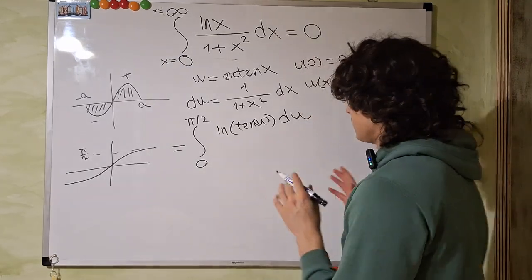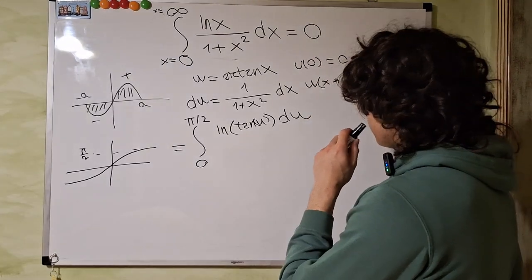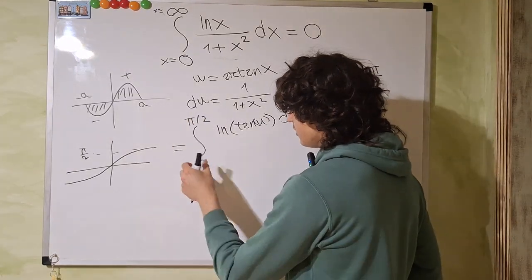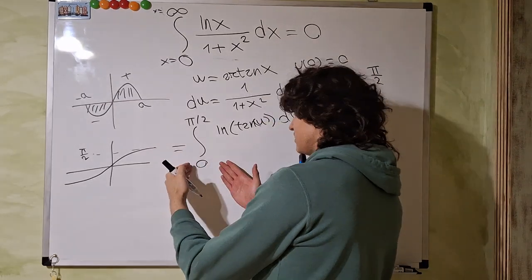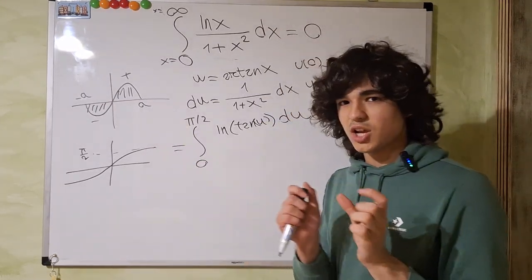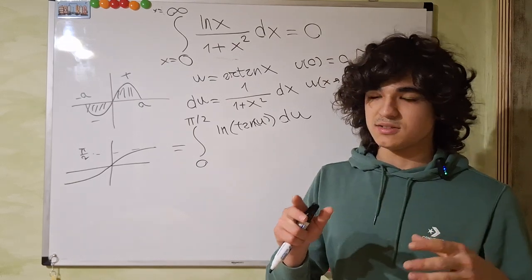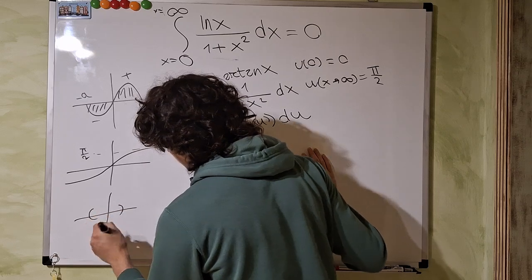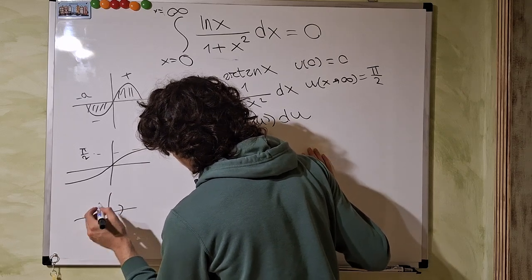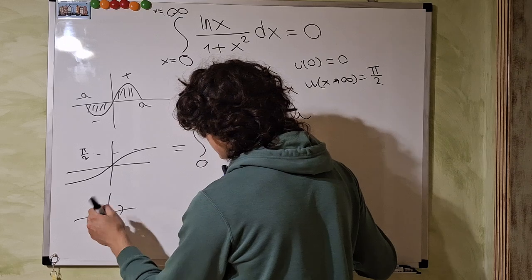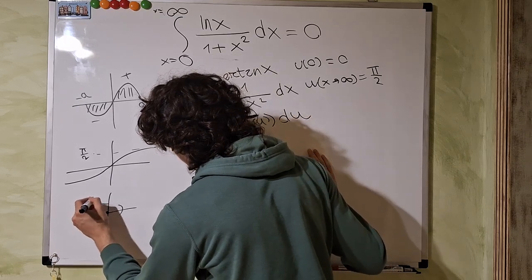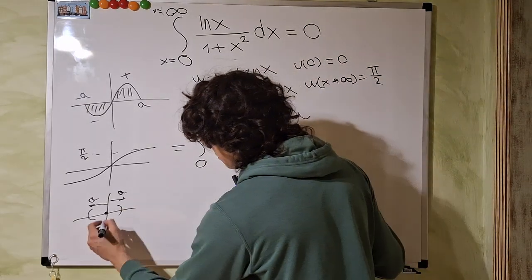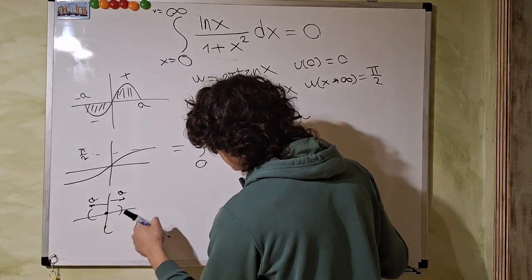And now, let's look at this function. Can we change the interval? Now we're integrating from 0 to pi over 2, but can we change the variable so that we're integrating over an interval with the 0 at its center? So if we go a distance a to the left, we also go a distance a to the right. In this case, we're integrating from 0 all the way to pi over 2.